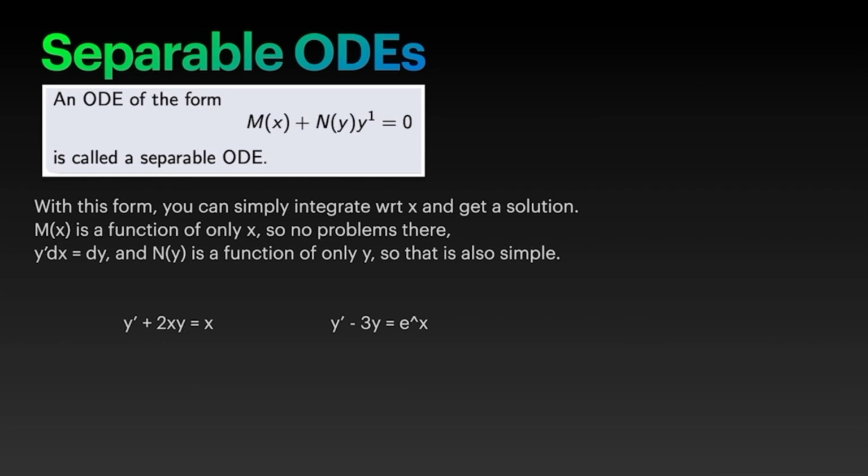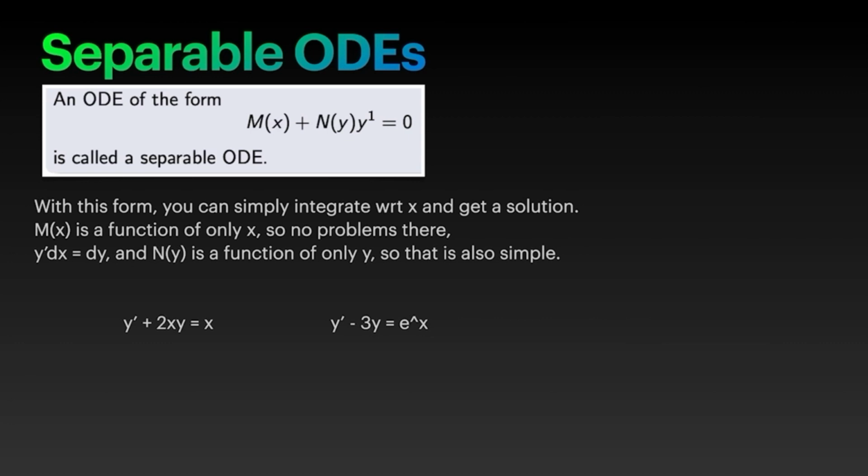If you try it, you will get the integral of n(y) with respect to y, that is integral of n(y) dy, equaling minus the integral of m(x) dx, because we have moved m(x) to the other side of the equation. So let's look at a couple of examples. First of all, first derivative of y plus 2xy equaling x.